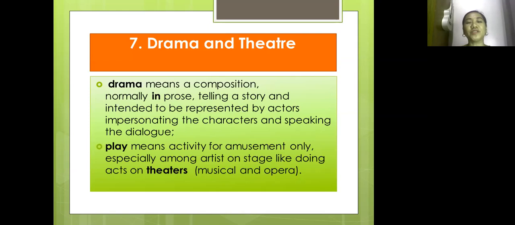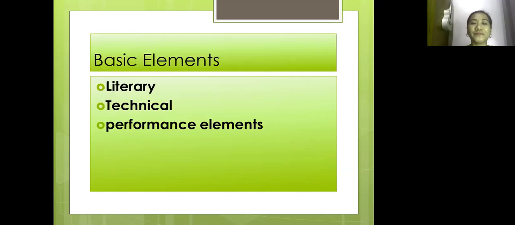And then we have the drama and theater. Drama means composition, normally films telling a story, and intended to be presented by actors impersonating the characters and speaking in dialogue. So it's very popular, and we're not naive about this one. So we also have the play, meaning activity for amusement, especially among artists on stage, like doing acts on theaters. So for theaters, we have the musical and opera.